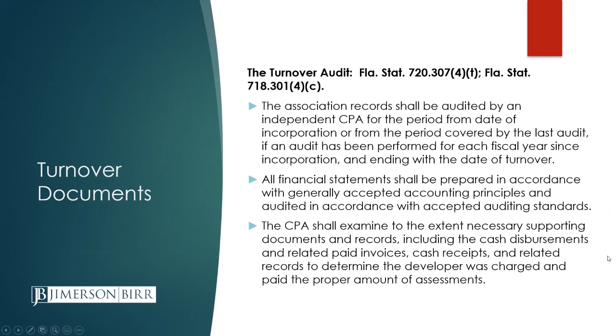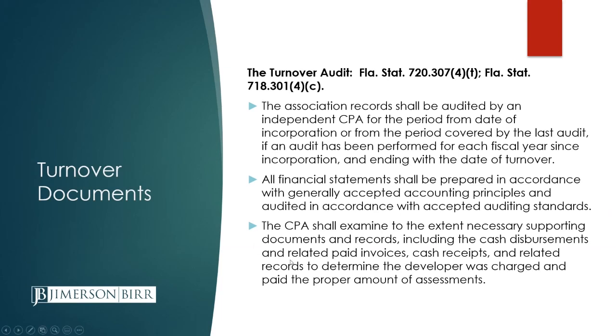All right. So we talked about the turnover audit, and that's one of the most important things to make sure that you get in the turnover. The association records have to be audited by a CPA for the period of time from the date of incorporation up until the date of turnover. And the turnover audit is going to ensure that all financial statements are prepared in accordance with generally accepted accounting principles, otherwise known as GAAP, and audited in accordance with generally accepted auditing standards, which is often known as GAS.